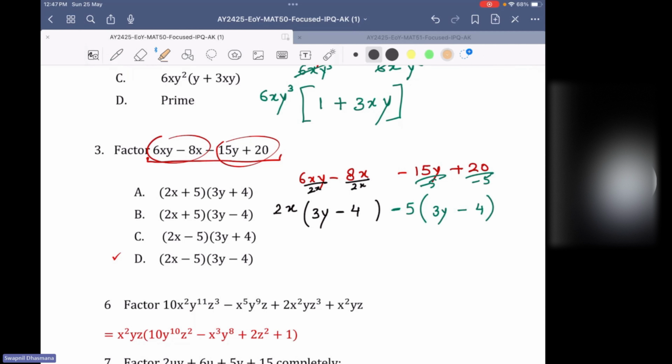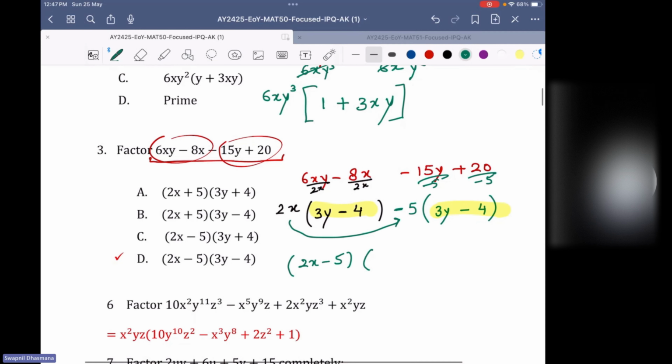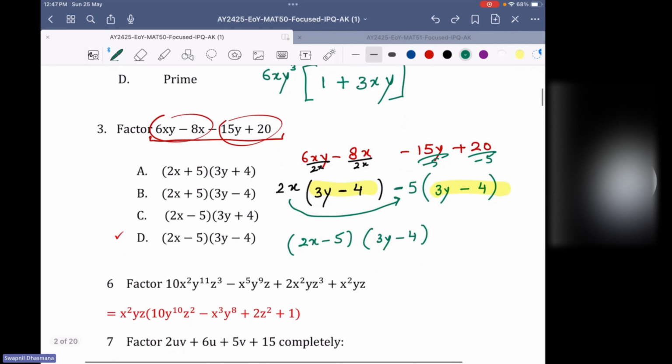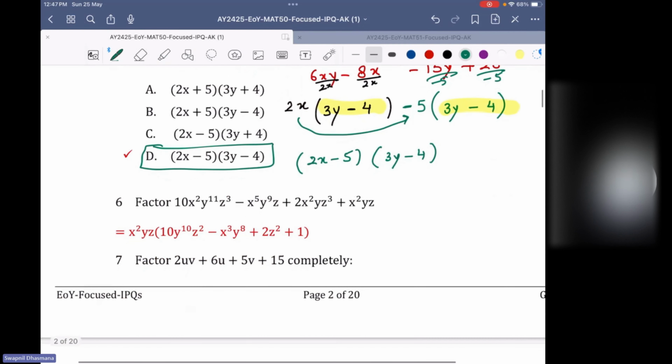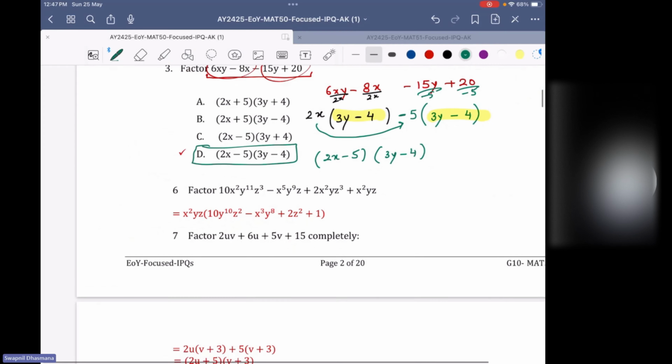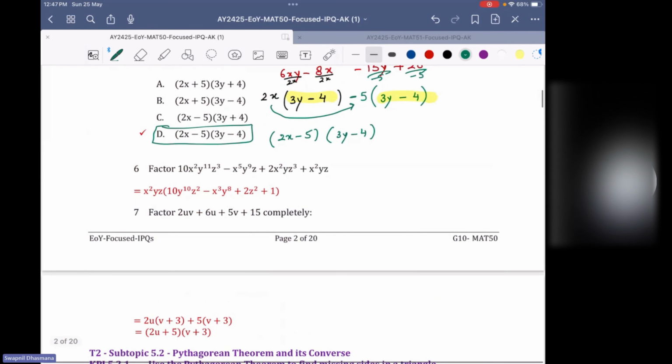The key is that these two should be same, otherwise it will be a prime polynomial. So 2x with minus 5, always, that's a rule, and 3y minus 4 will come alone. It's like taking this common. So the answer is 2x minus 5, 3y minus 4. Same way, I'll just show you one more and then others are solved.